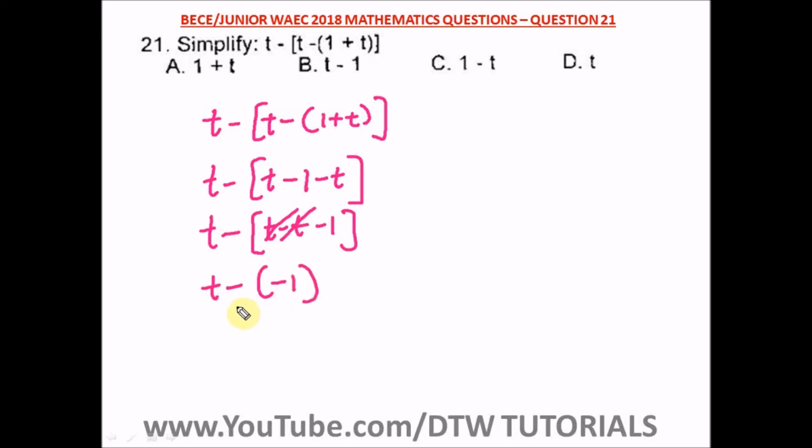All right, from here, this minus will affect this minus here. They're going to multiply. Since it's a bracket, this is multiplication. So minus times minus, remember, it's going to give us a positive.